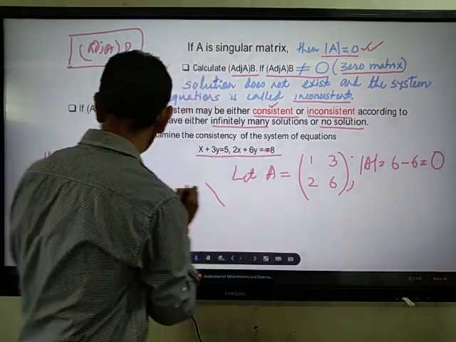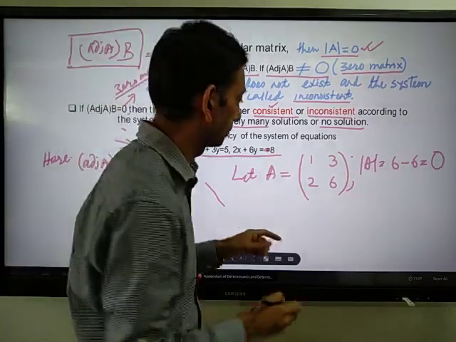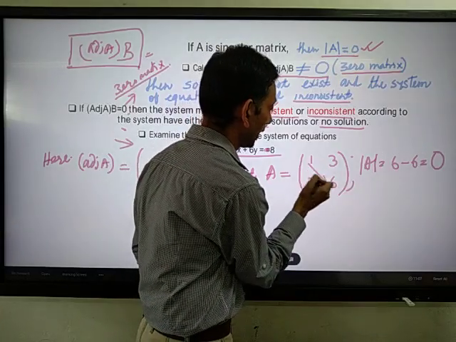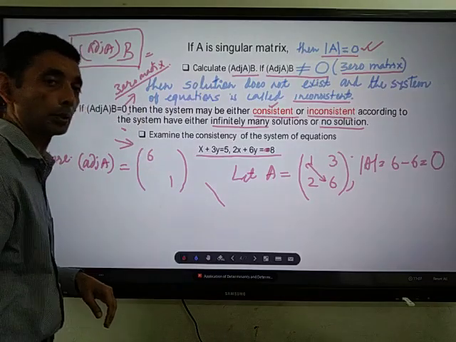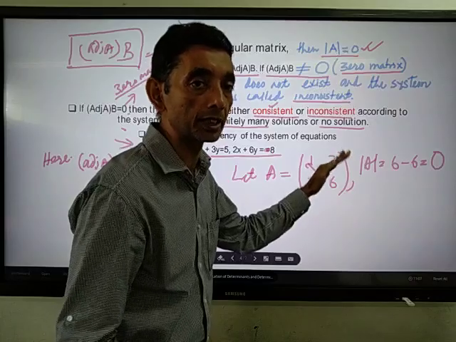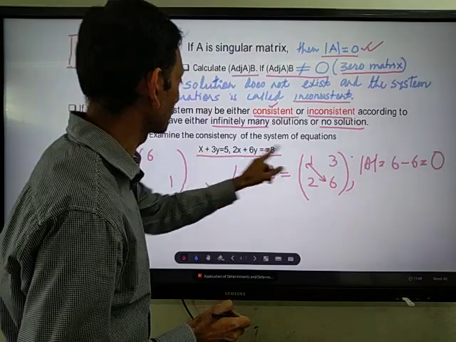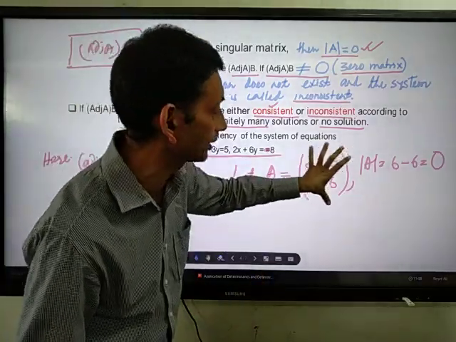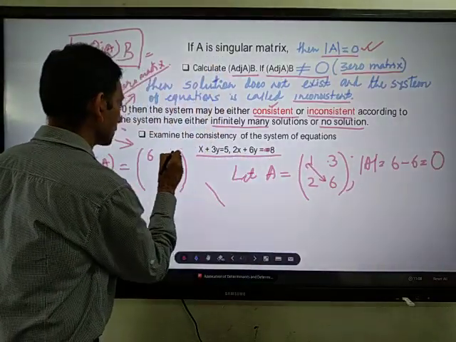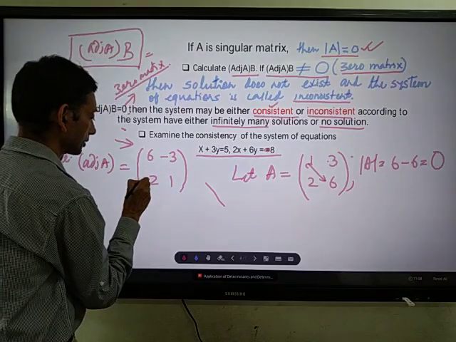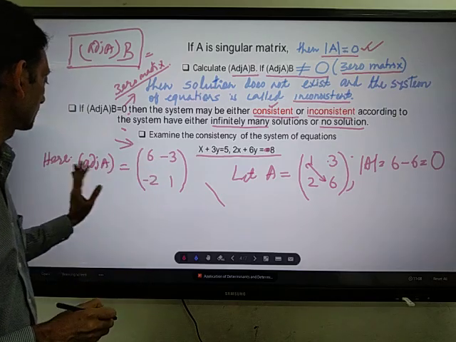To calculate the adjoint is very simple. For a 2 by 2 matrix, what you need to do is interchange the diagonal elements. 1 and 6 will interchange, that will be 6 and 1. These are all points we have discussed in our previous videos. And the non-diagonal elements will remain as they are, but their sign will be changed. We have written 1, 3 and 2, 6, the coefficient matrix, and 3 and 2 are in non-diagonal positions. So we write 3 and 2 as they are, but the sign will definitely be minus. That is 6, minus 3, minus 2, 1. So this is the adjoint of A.